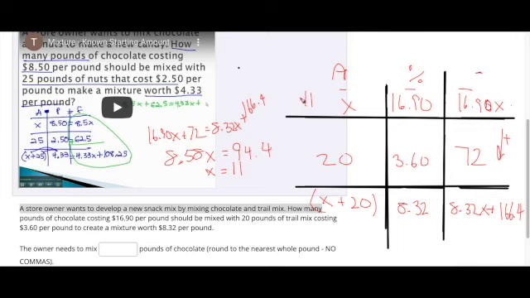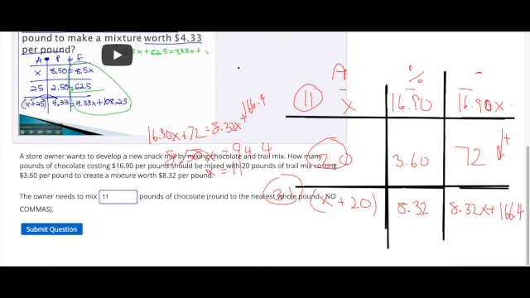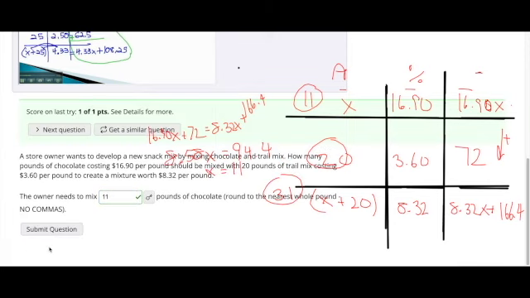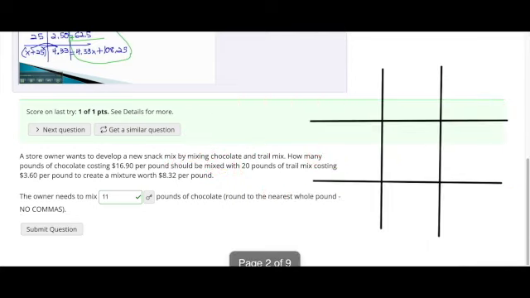And if x is equal to 11 pounds, remember I add as I go down. 11 plus 20, this is representing 31 pounds altogether. So that's what you're going to put into the solution. So I need to mix 11 pounds of chocolate, rounded to the nearest whole pound. It doesn't want what the total is, but we could have given it to it. Check the answer, and we got that right. So far so good. We're doing well. Let's move on to the next page, clean our slate. Next question.